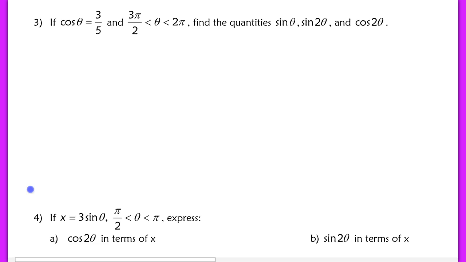Let's do number 3. In number 3, if the cosine of theta is 3/5 and theta lies in the fourth quadrant here, we're supposed to find sine of theta, sine of 2 theta, and cosine of 2 theta. So it's nice that they make us find sine theta because we'd have to do that anyhow for sine of 2 theta and for cosine of 2 theta.